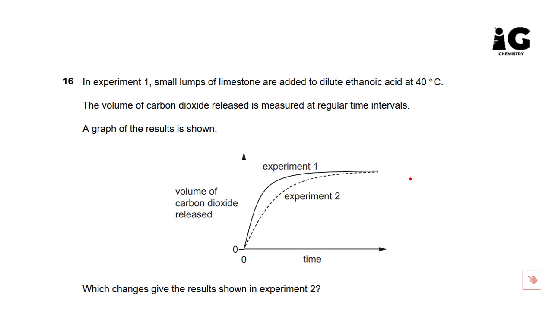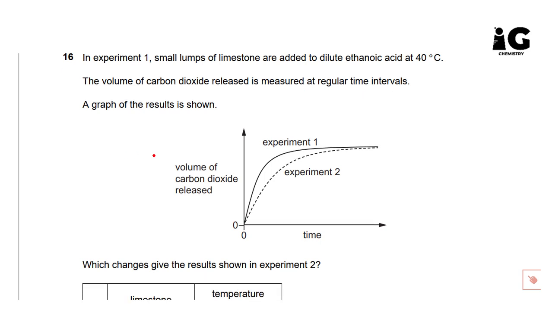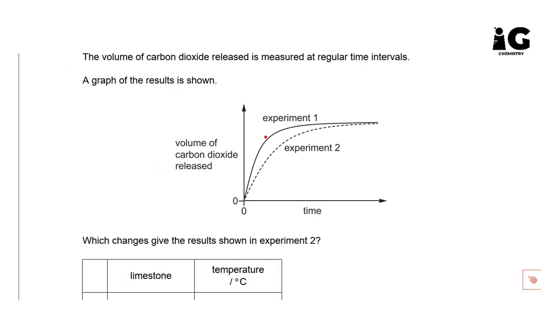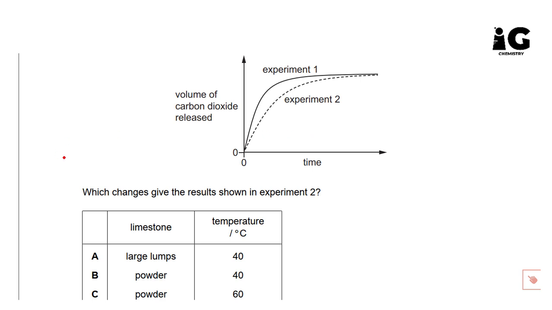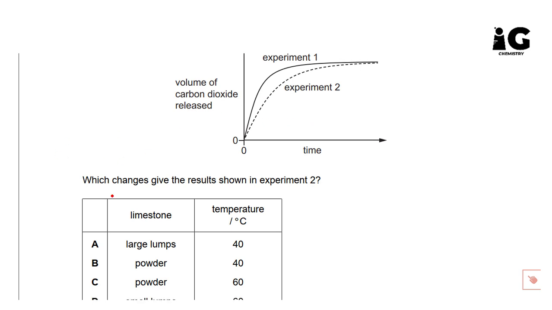The volume of carbon dioxide released is measured at regular time intervals. A graph of the results is shown. Here is the graph, and this is experiment 1. This is volume of carbon dioxide released, this is time, and here we have experiment 2, the dotted curve. Which change gave the results shown in experiment 2?